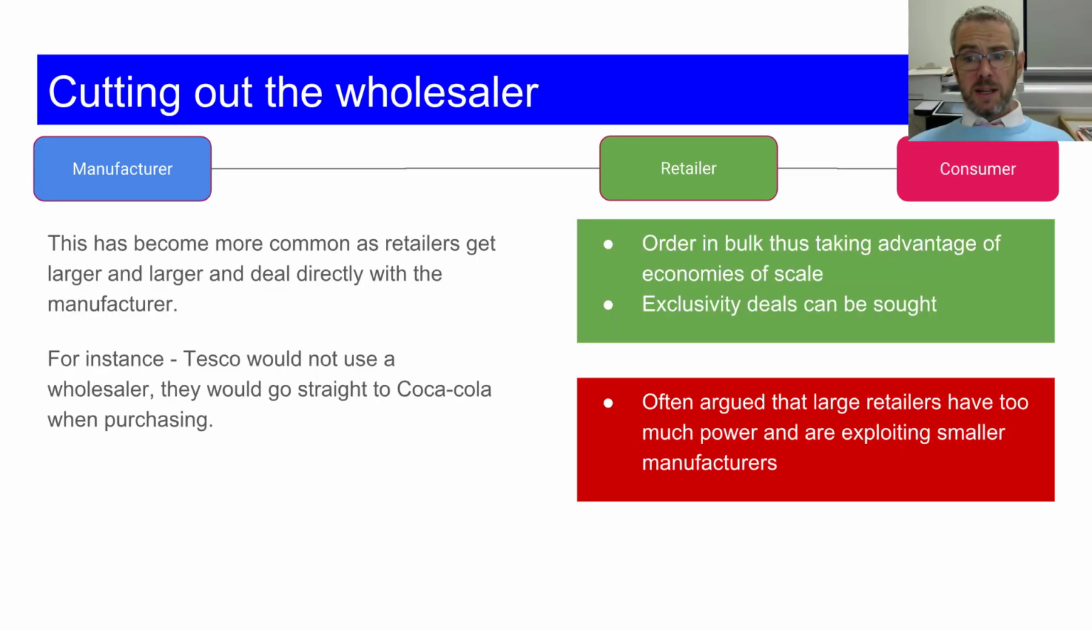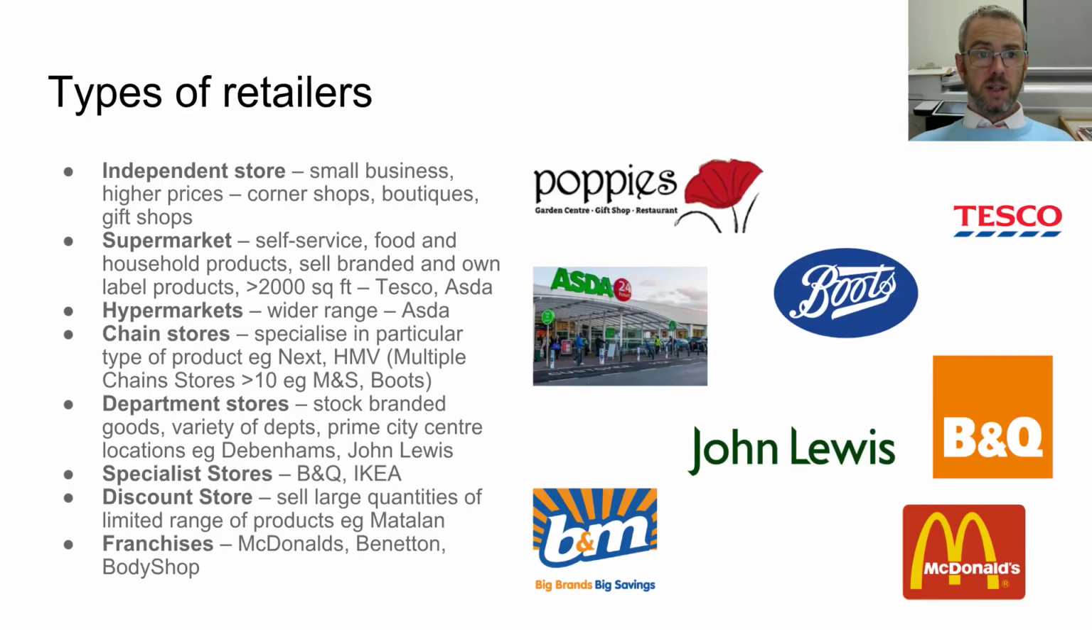Cutting out the wholesaler, as Tesco does, becomes more common as the retailers get bigger and bigger. Tesco wouldn't use a wholesaler, they would go straight to Coke. So they order in bulk, thus taking advantage of economies of scale. They can do exclusivity deals. And the bad thing is it's often argued that large retailers have too much power, exploiting the smaller manufacturers. So it's been a big argument in farming, where they're putting down the price of milk and all that sort of stuff. So you've got to make sure there's a balance struck.